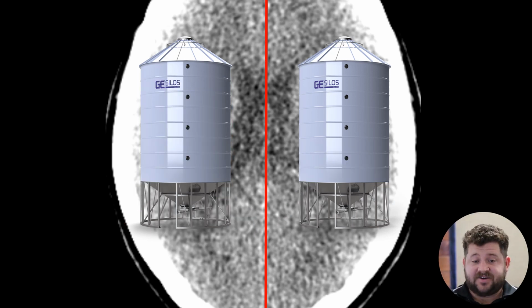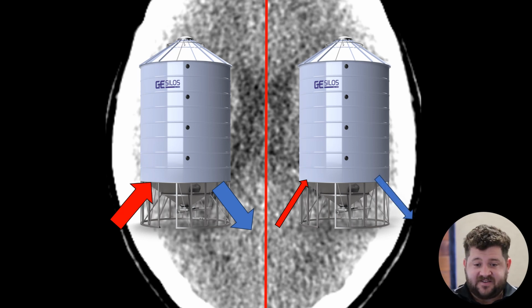Okay, so let's look at another example. Again, we start by looking at our two tanks, and we're going to look at the blood flow. On the left, we've got our normal tank, so it has normal flow. On the right, we have our affected tank, so we've got reduced venous return and reduced arterial input, so we've got a decreased cerebral blood flow.